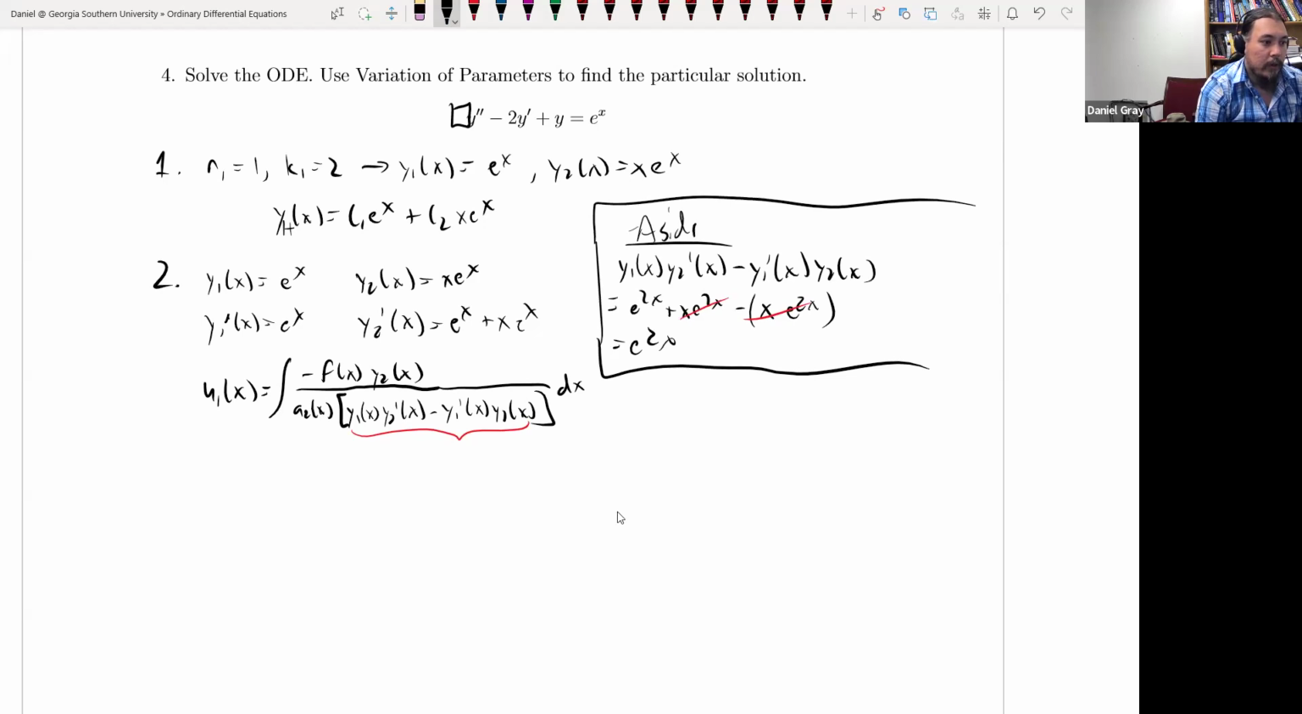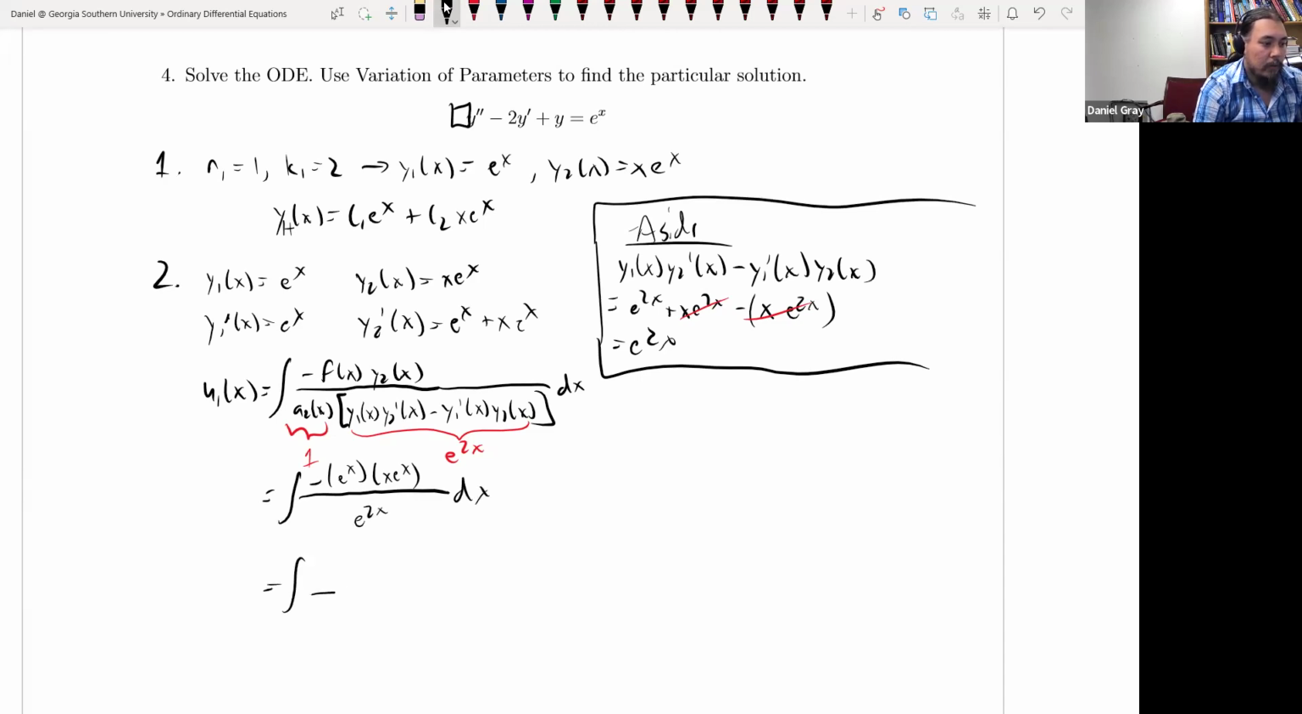Okay, so under here, under the radical over here, that's just e to the 2x. Okay, and as I already said over here, my a2 of x is the coefficient on y double prime, which is just 1 in this case. Okay, because we're doing the constant coefficient case, and I usually have that constant being 1. Okay, so then now just plugging everything in, right? I have a negative f of x. f of x was just e to the x times y2 of x, which is x e to the x. Okay, all divided by 1 times e to the 2x.